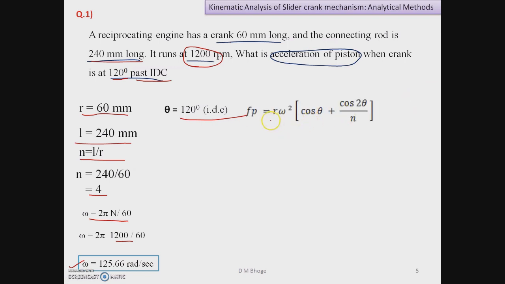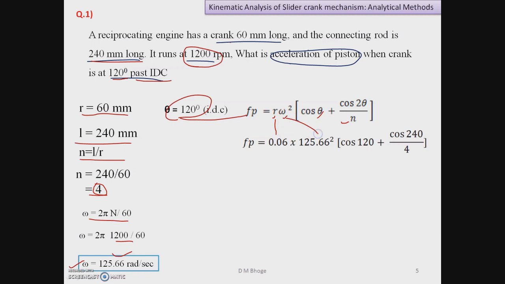The equation for the same is: f equals r omega square into cos of theta plus cos twice theta upon n. Out of this, we know r, which is 60 millimeters, omega, which is 125, theta, which is 120 degrees, and we have determined n, which is 4. So now we will substitute these values in this equation. r is 0.06 meters, omega is 125 radian per second, theta is 120, and n is 4.